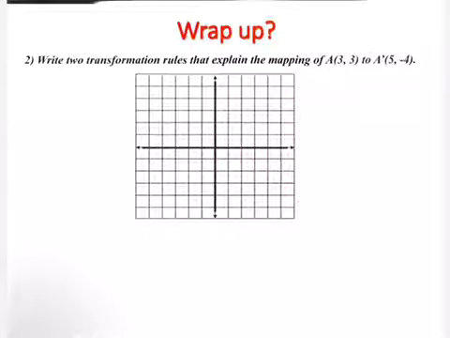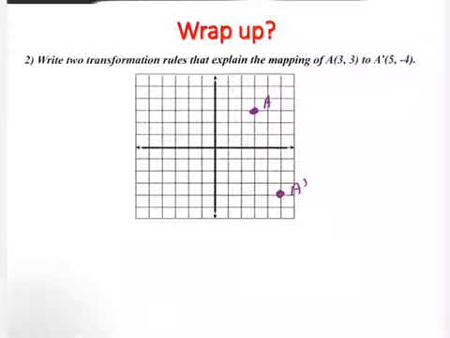All right, so in this example, it's asking us to write two transformation rules that explain the mapping from A at (3, 3) to A prime at (5, -4). So the easiest way to do this is to plot these. So (3, 3) puts A here. And then A prime would be (5, -4), which would be right here. So the question is, how do we get from point A to point A prime?